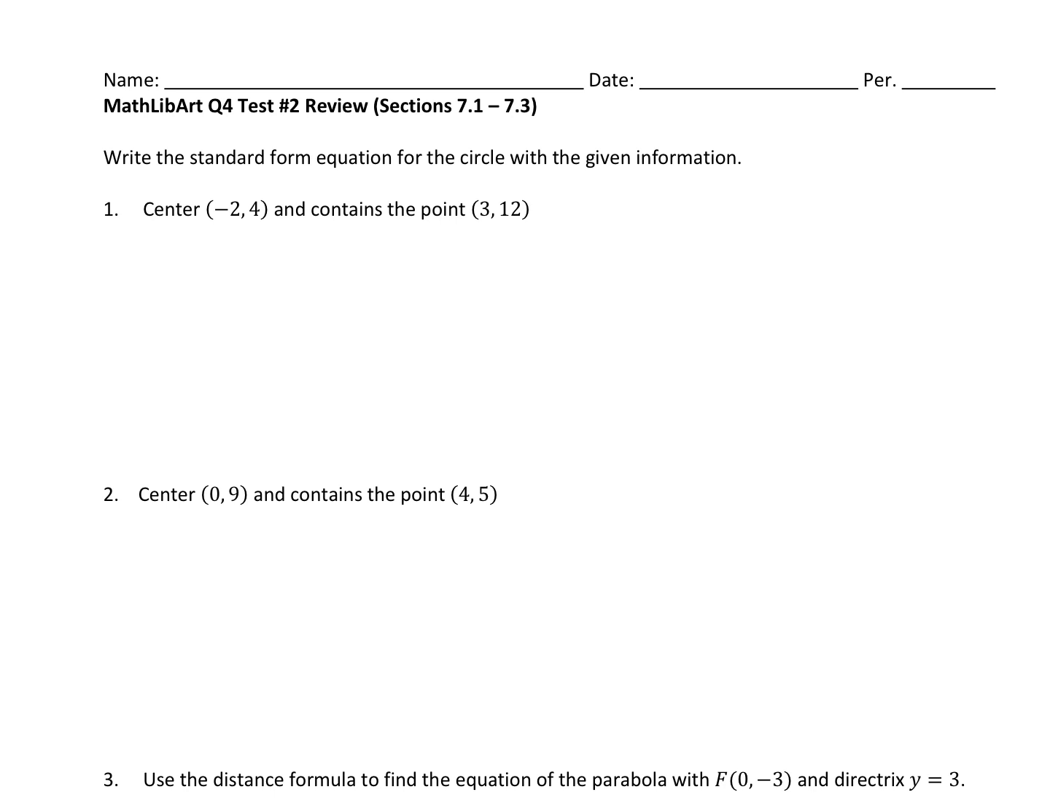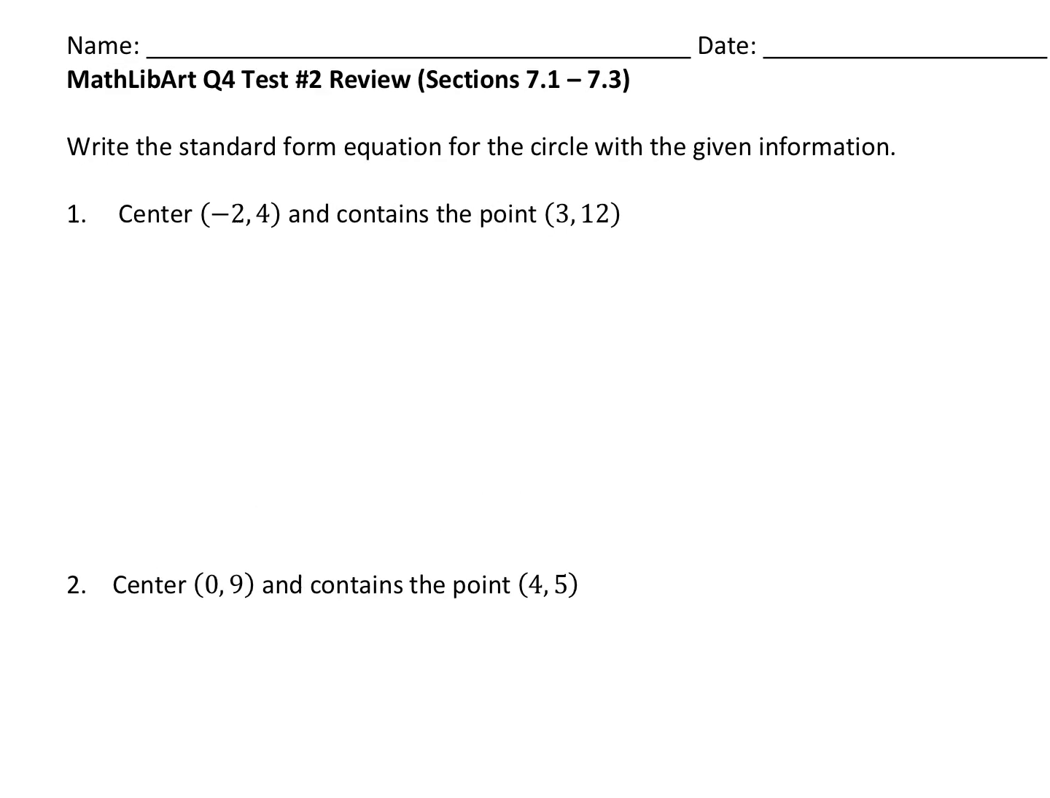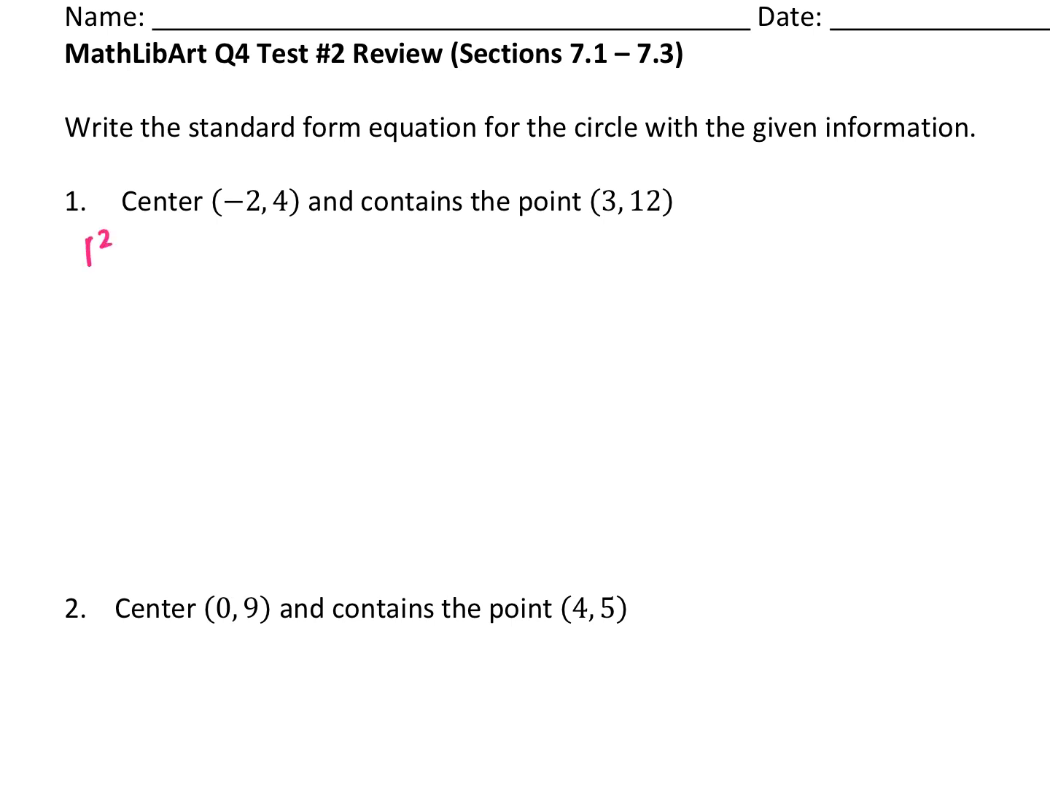For number 1, we have a center of (-2, 4), and it contains the point (3, 12). So to find the radius, r squared is equal to x minus h squared plus y minus k squared. From here, you are going to plug in what you're given. So your center is that h and that k. Your point is the x and the y. So you're going to plug those in to find r squared.